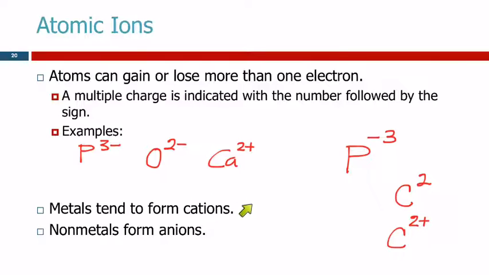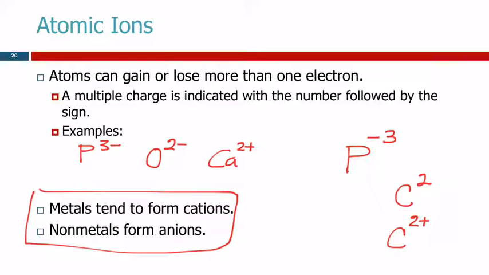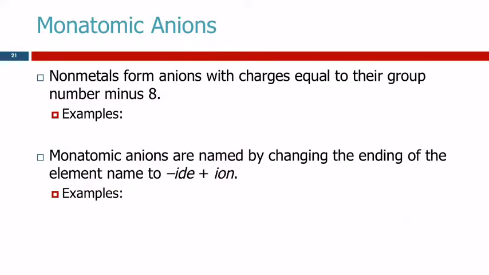This is important. Oops, I thought I was drawing a box. Metals tend to form cations, nonmetals tend to form anions. Nonmetal, negative. So nonmetals form negative ions. So let's look at monatomic anions. These are the nonmetals. Nonmetals form anions, and their charges are predictable. Their charges are equal to their group number - 8.